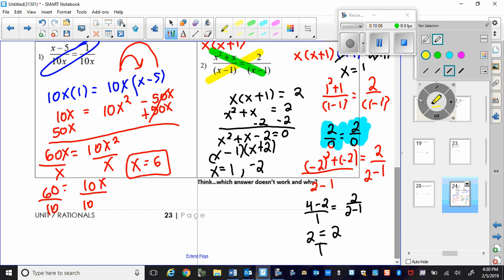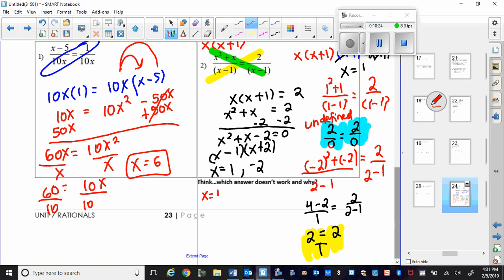Both of these situations are true, but there's one that doesn't work because it produces undefined on both sides. So this is extraneous. So x equals 1 is extraneous. It is not a part of my answer. Truly, the only number we can use as a solution is x equals negative 2. It produces this solution with real numbers. We do not want to create situations where you have a number and you're dividing by 0.